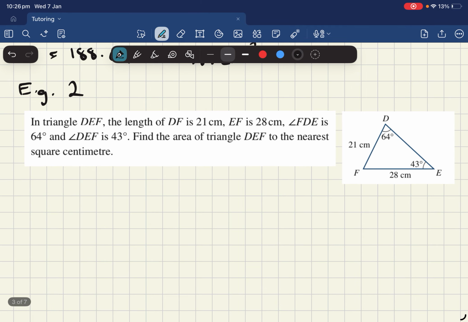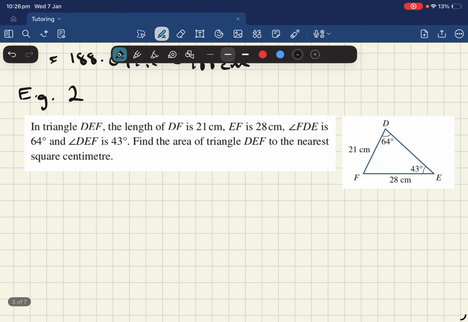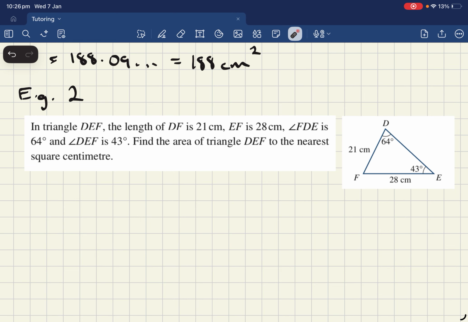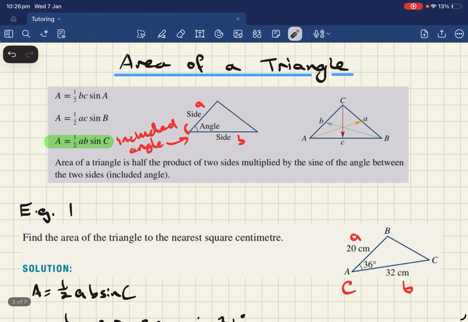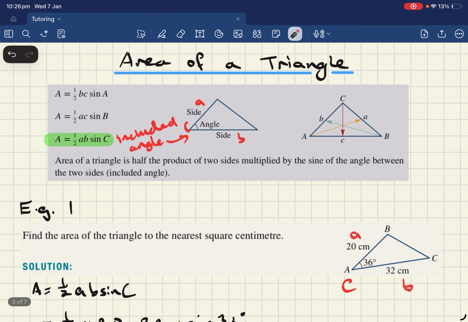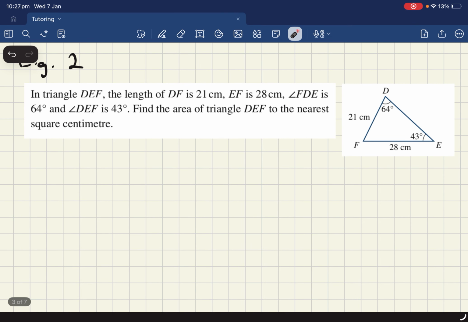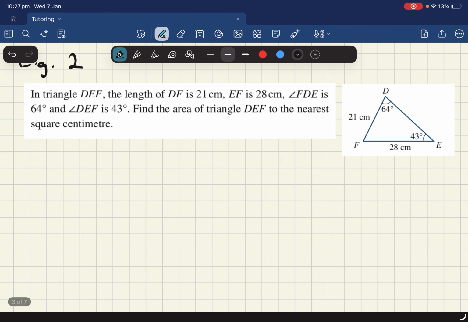Example 2, we're going to do a similar thing. Now, what you may be noticing here, what makes this question harder, is that we're given this side, but we're not given the included angle. Our area of a triangle formula only works if we have two sides and the included angle to substitute into our equation. So we need to find this angle in here.